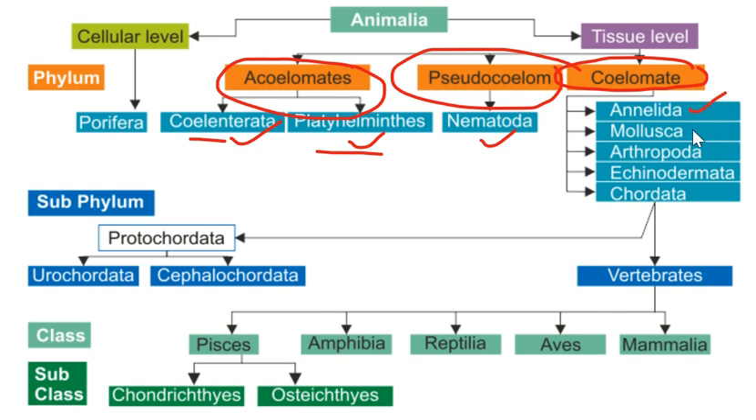Next, Mollusca. Mollusca are aquatic organisms. They have a hard protective shell, which is secreted by the mantle, gills for breathing, and these organisms locomote with a muscular foot. For example, oyster, clam, snail, octopus. These are a few examples of this phylum Mollusca.